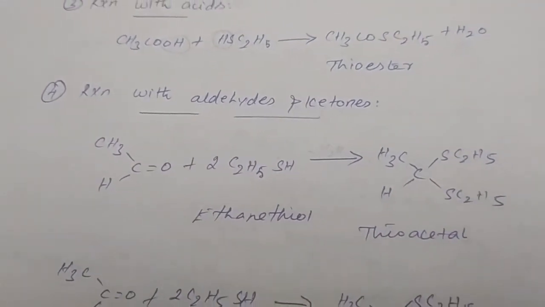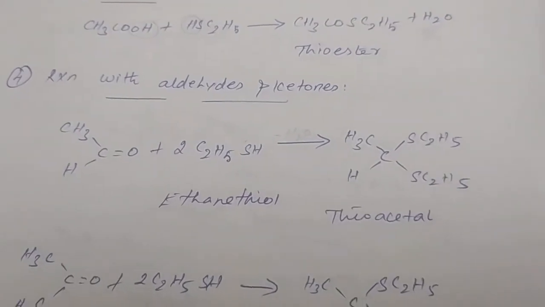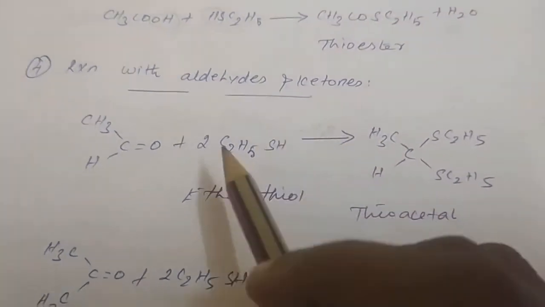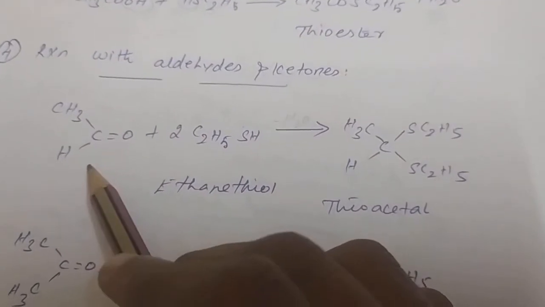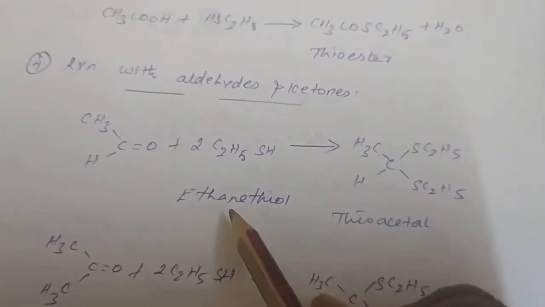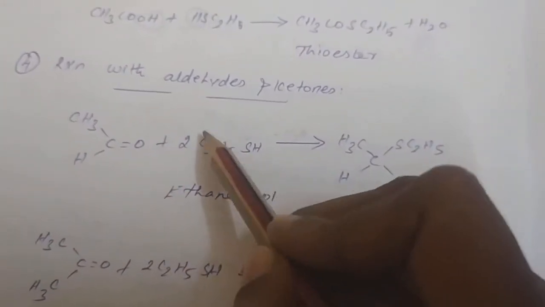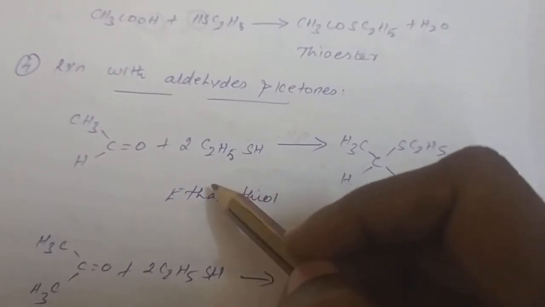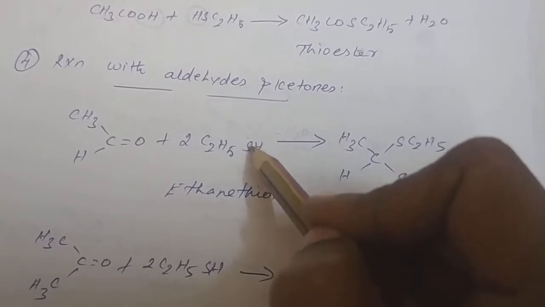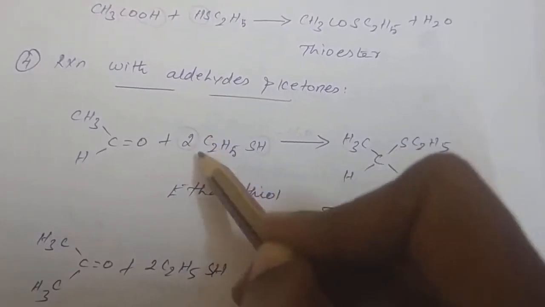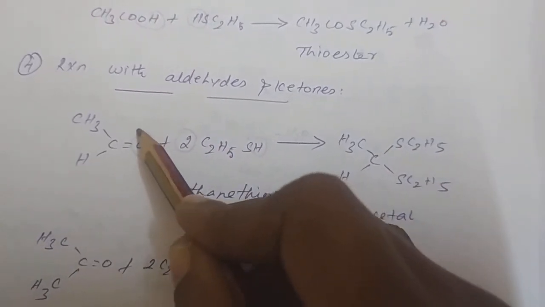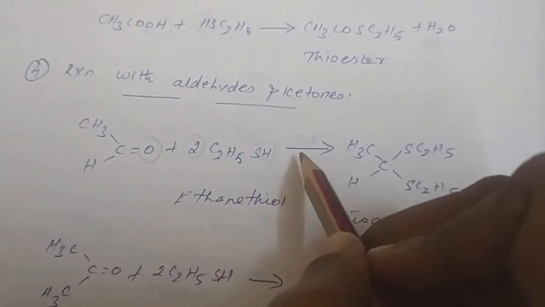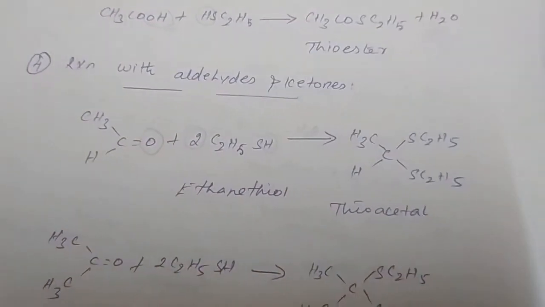So next reaction with the aldehyde and ketones. So this is the acetaldehyde. Acetaldehyde reacts with ethane thiol. So here 2 moles of ethane thiol is reacted. So these 2 hydrogens and this oxygen atom combine together to be removed as water. So what is the other product?